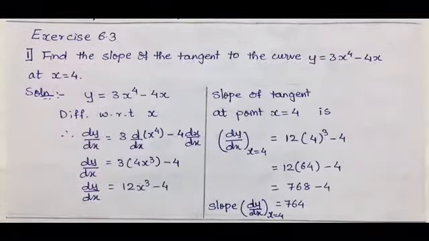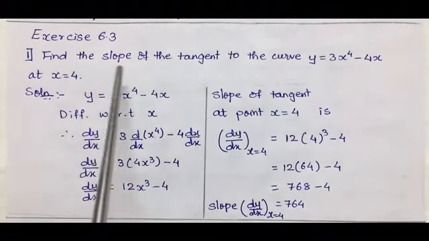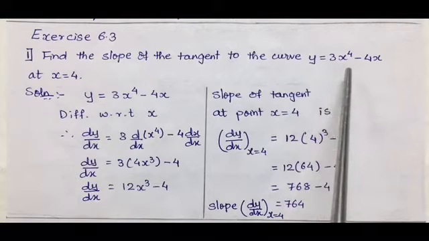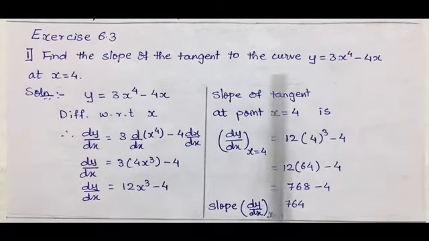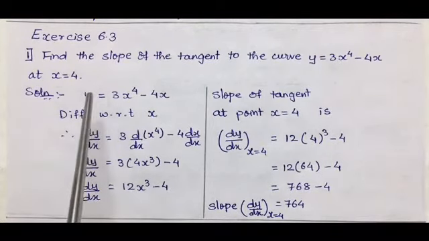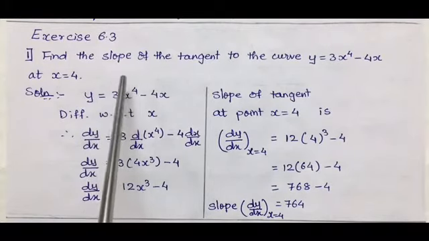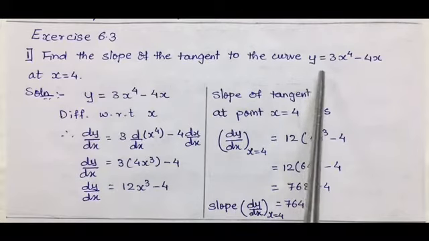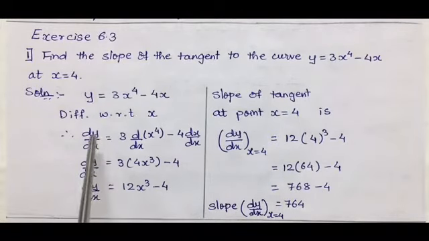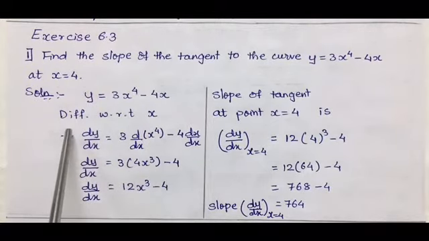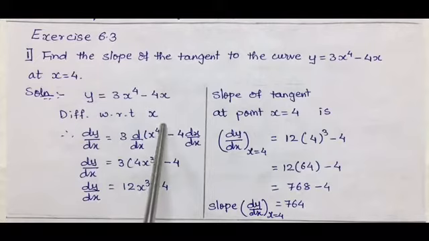Exercise 6.3, question number 1. Find the slope of the tangent to the curve y equal to 3x raised to 4 minus 4x at x equal to 4. Now here we just have to calculate the slope. Now slope of the curve is taken up as dy by dx. So whatever the equation of curve is given, that is to be differentiated with respect to x.